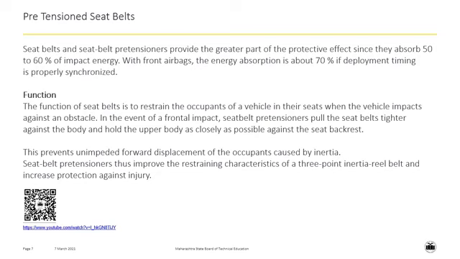What is the function of pre-tension seat belts? The function of seat belts is to restrain the occupants of a vehicle in their seats when the vehicle impacts against an obstacle. In the event of a frontal impact, seat belt pretensioners pull the seat belts tighter against the body and hold the upper body as closely as possible against the seat backrest. This prevents unimpeded forward displacement of the occupant caused by inertia. Seat belt pretensioners thus improve the restraining characteristics of a three-point inertia reel belt and increase protection against injury.